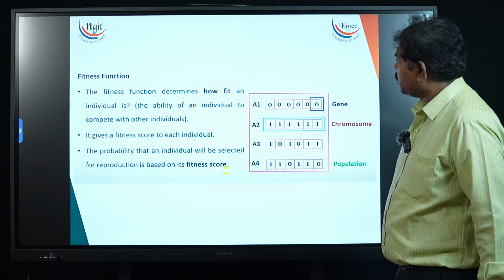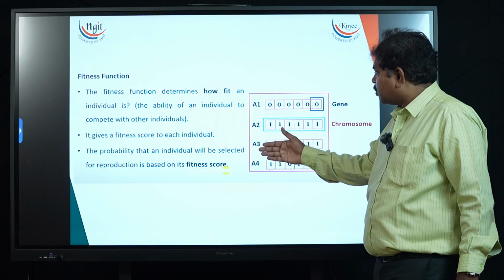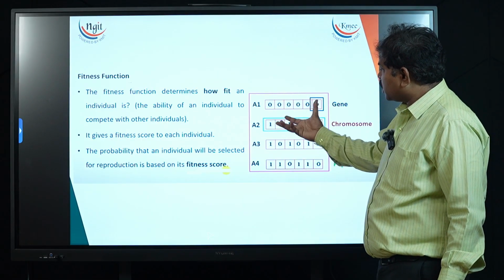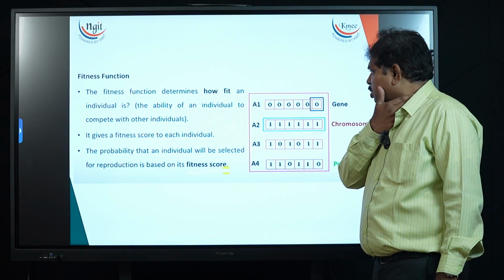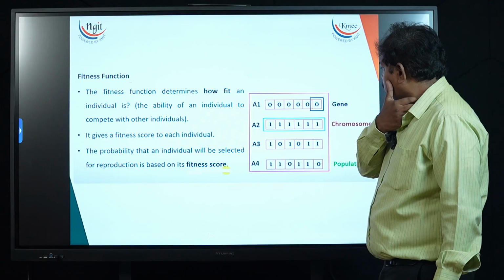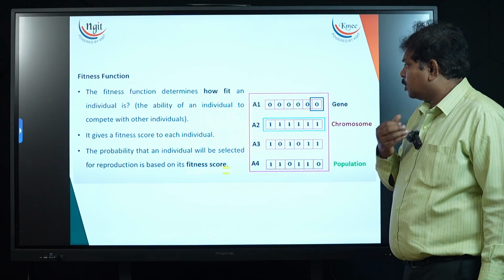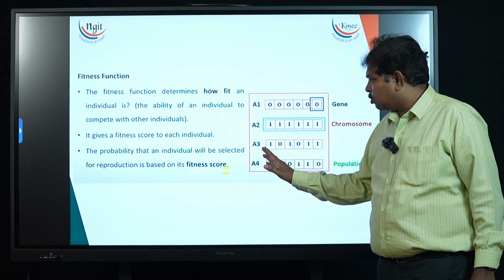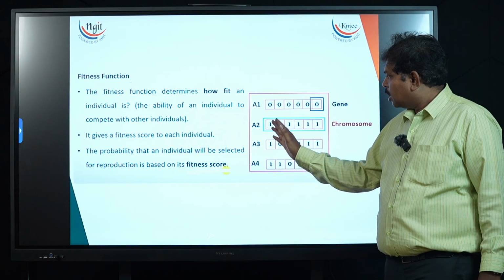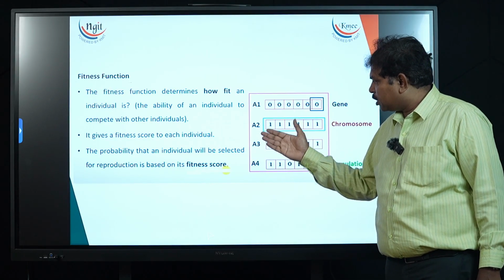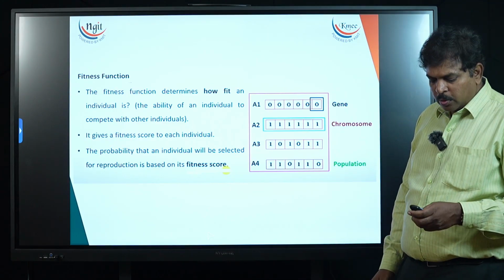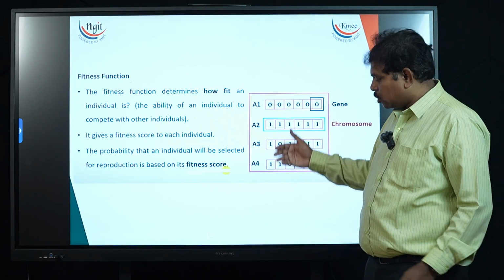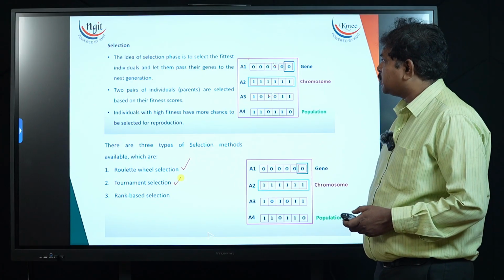After that, we calculate the fitness of each solution, whether A1 is fit. Shall I select A1, A2 or A3? We select some solutions and perform the crossover. So we calculate a fitness score for each individual. Once they have successfully completed their fitness score, they become eligible for reproduction. Here we are talking about solutions, not people, and those solutions are reproduced into new offsprings.